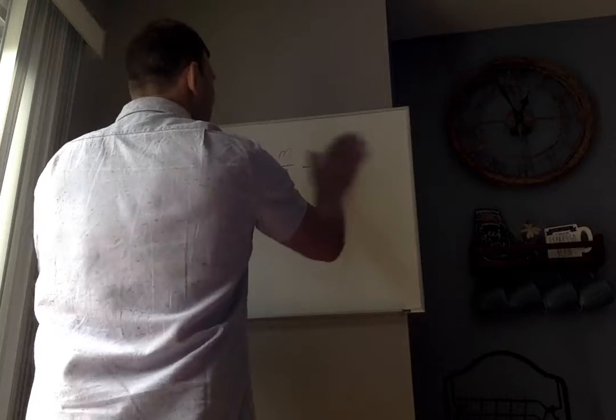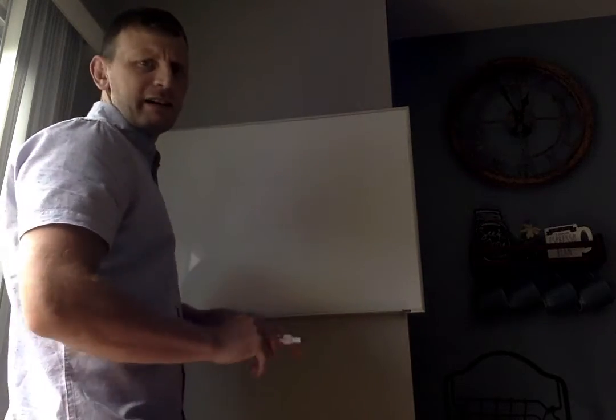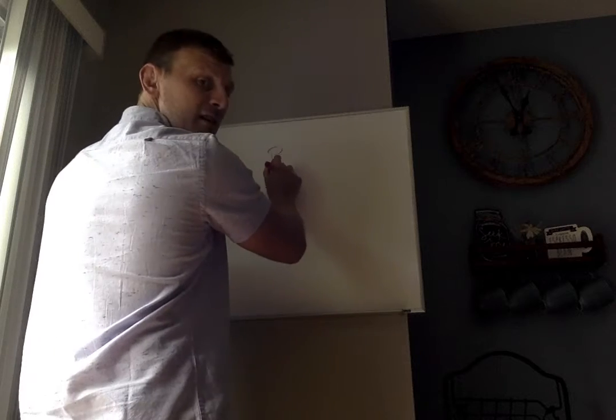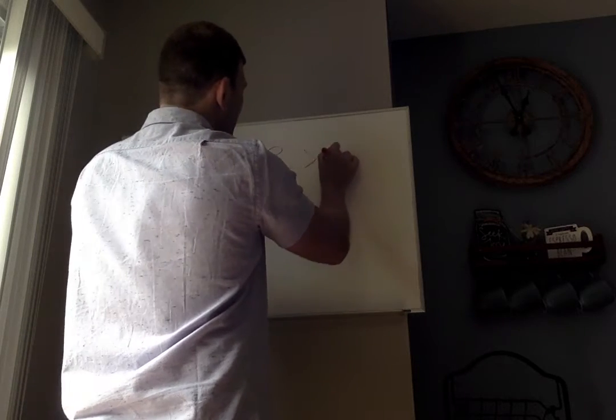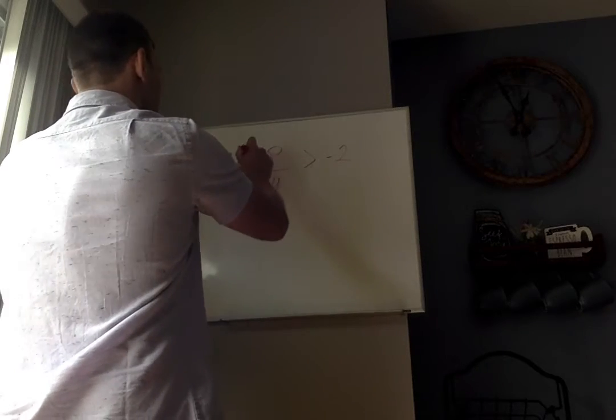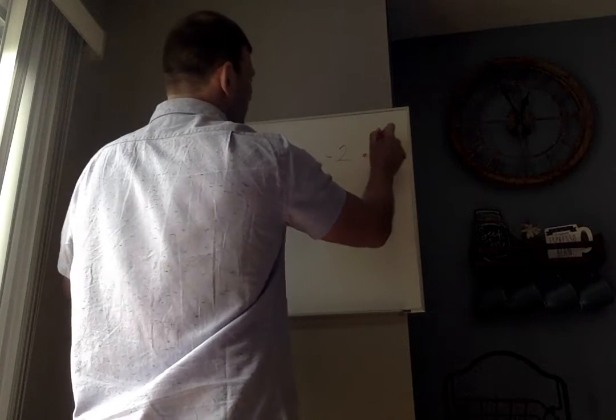Okay, so let's look at this one. We're starting to get some negative numbers in here. All right, right around like 50, I'm starting to get negative numbers. So I have p divided by 4 is greater than negative 2. Now, I'm not multiplying by a negative here. I'm actually multiplying by a positive. Notice the number I'm multiplying by is 4.